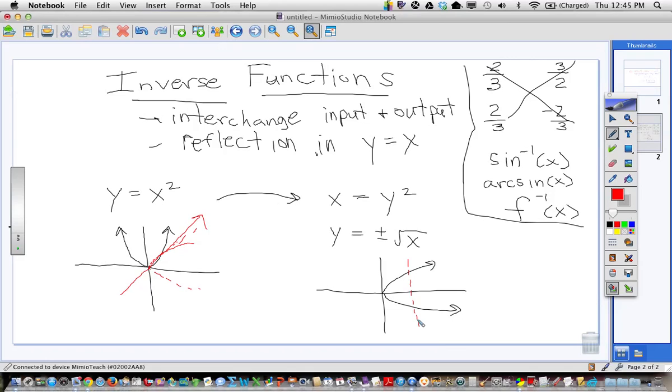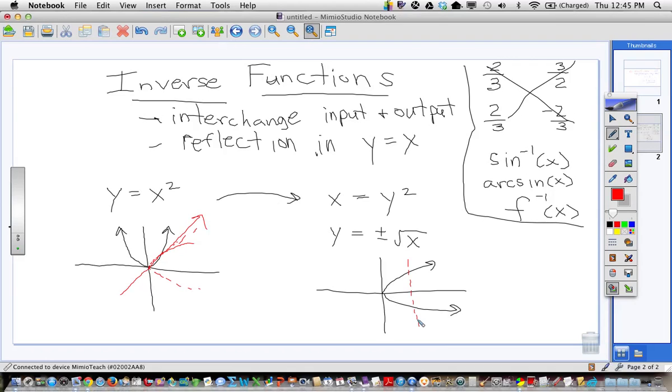Because when you interchange those x's and y's, a horizontal line is y equals, a vertical line is x equals. So when you interchange the x and the y, a horizontal line becomes a vertical line. So if I was to give you a function and ask, is this function invertible, meaning does it have an inverse function? To have an inverse function, it has to pass the horizontal line test. If it doesn't pass the horizontal line test, it won't pass the vertical line test when you do its inverse.